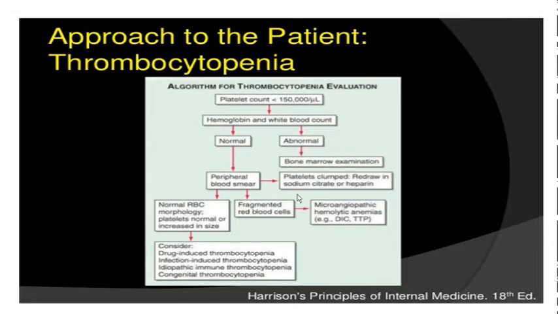Thrombocytopenia is a very common finding and a very common occurrence in clinical practice, but clinically any platelet count less than 50,000 is supposed to be significant.